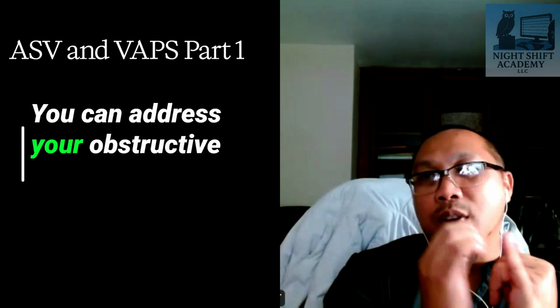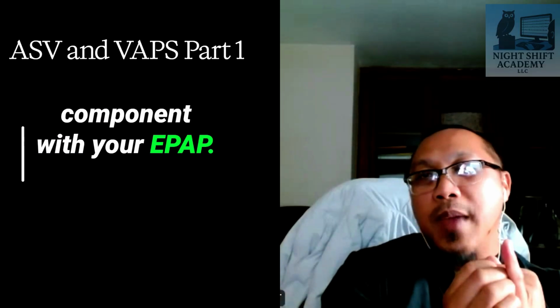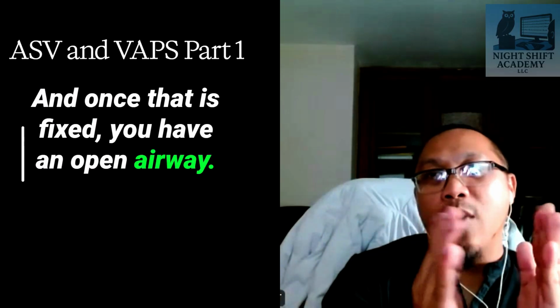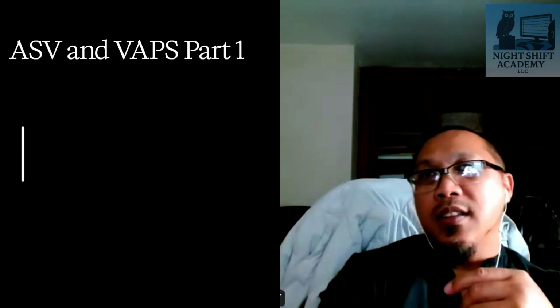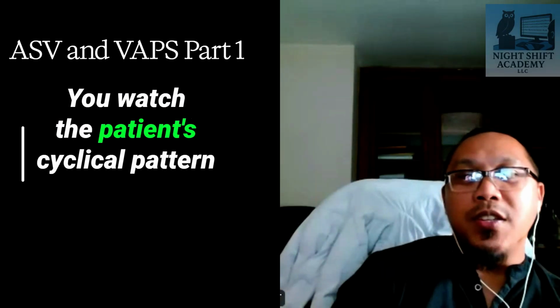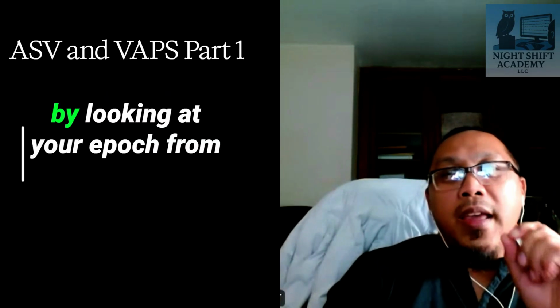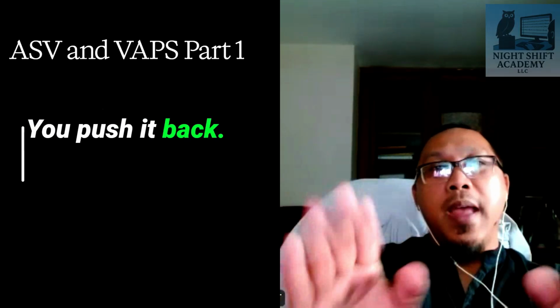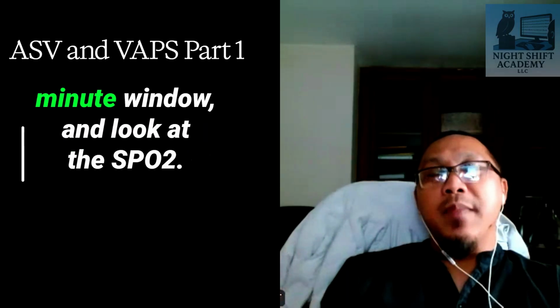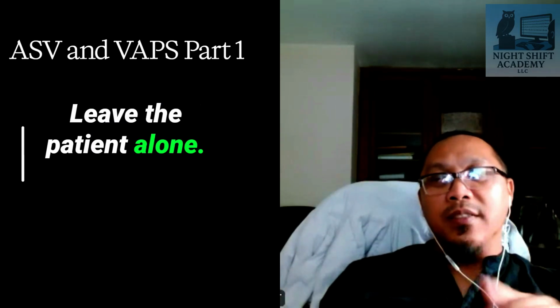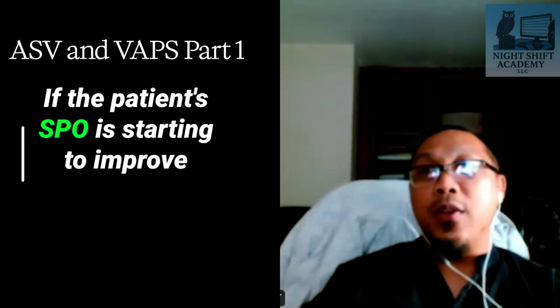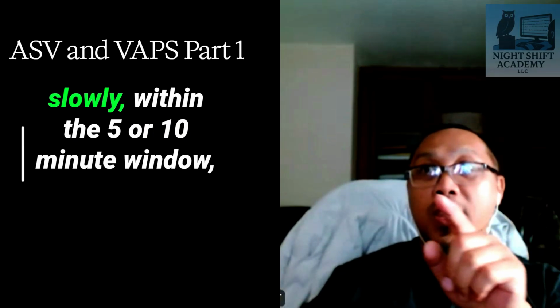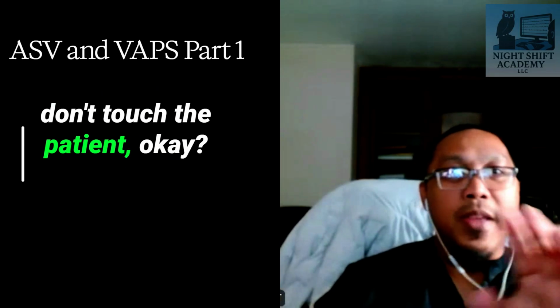First, you can address your obstructive component with your EPAP. And once that is fixed, you have an open airway. Now you're ventilating the patient. But very carefully, you watch the patient's cyclical pattern by looking at your app clock from a 30-second window. You push it back. You look at the patient from a 5-minute or 10-minute window and look at the SpO2. Check out the SpO2. Is the SpO2 still a cyclical pattern? Leave the patient alone. If the patient's SpO2 is starting to improve slowly within the 5 or 10 minute window, don't touch the patient. Okay.